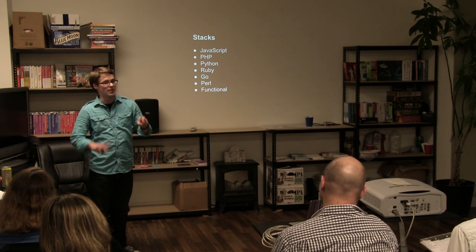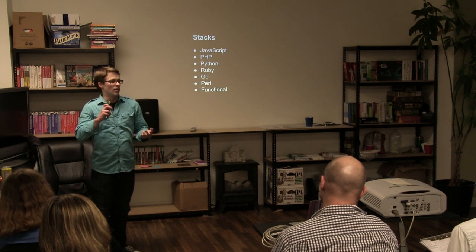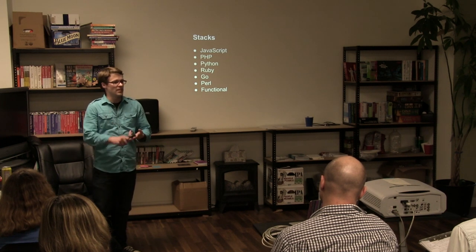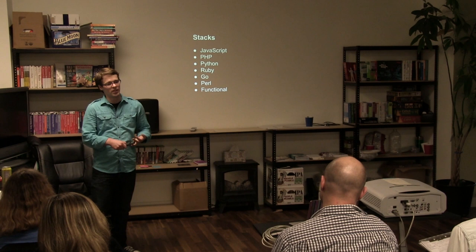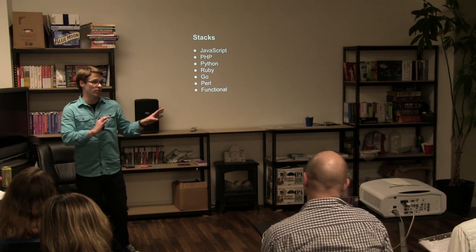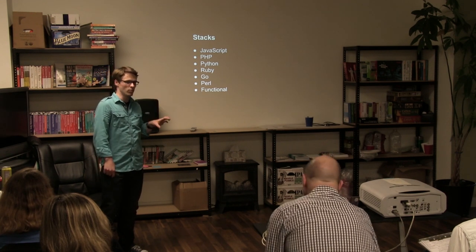JavaScript is also where the MEAN stack comes into play. MEAN is MongoDB, which is a document store, it's not a relational database. E is Express.js, A is Angular.js, N is Node.js. Node is the thing that's running the JavaScript. Express and Angular are just frameworks on top of that. Mongo is the data store.